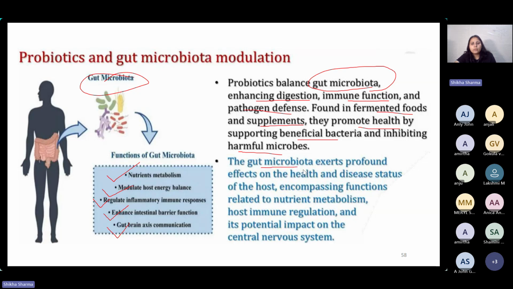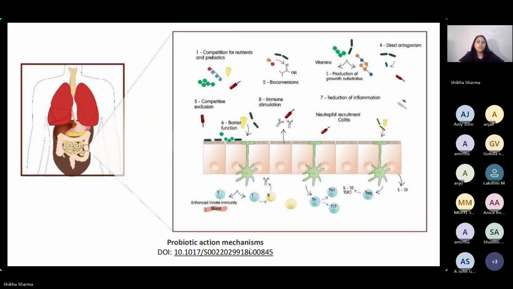The gut microbiome exerts profound effects on the health and disease status of the host, encompassing functions related to nutrition metabolism, host immune regulation, and potential impact on the central nervous system. Like if we see here, the probiotic action mechanism.